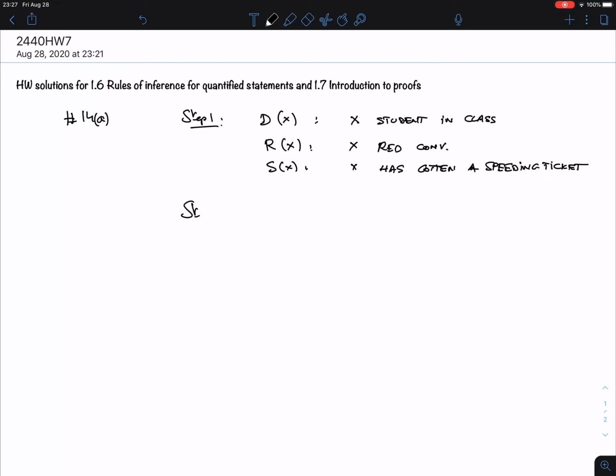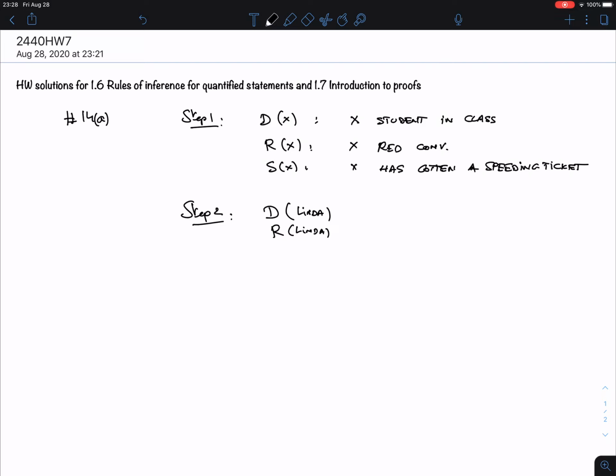So step two, what is the information that we have? Linda, a student in this class, owns a convertible. Let's think about what we actually have here. We have information about Linda, and actually we have two statements about her, namely that she's a student in the class, so this becomes D(Linda). There's nothing else to say about that. It's just that Linda is a student in the class, and she owns a red convertible. So again, it is really just an instance of that predicate.